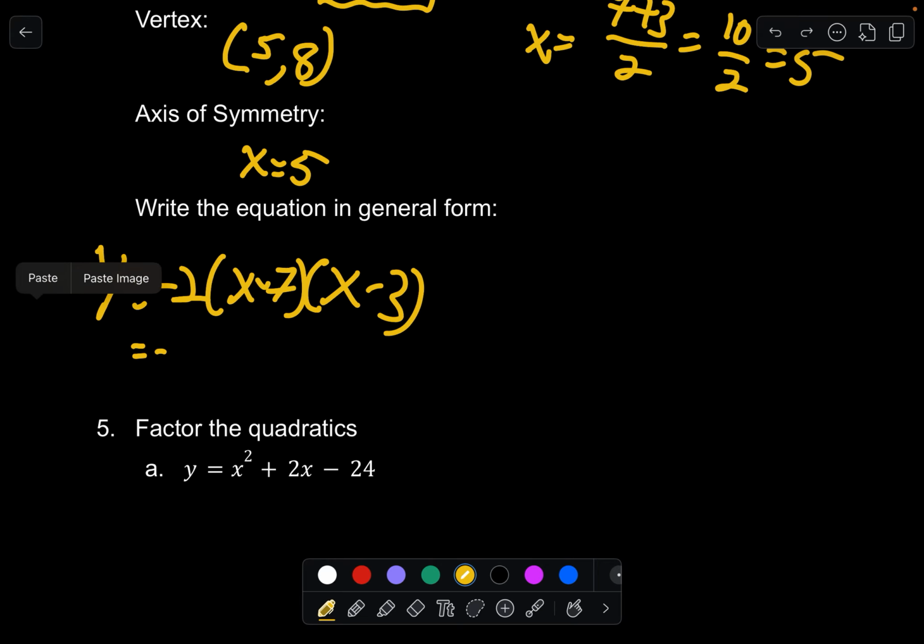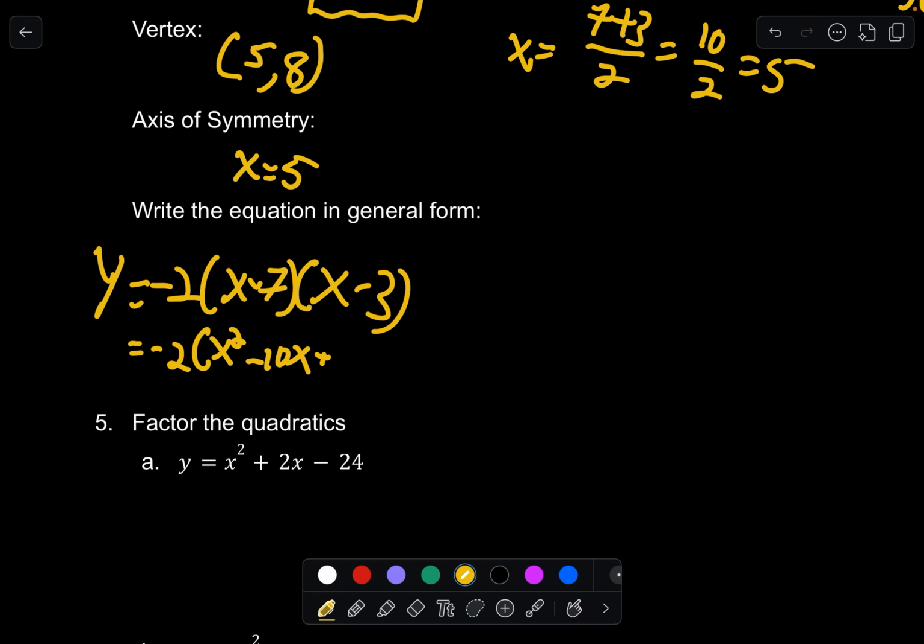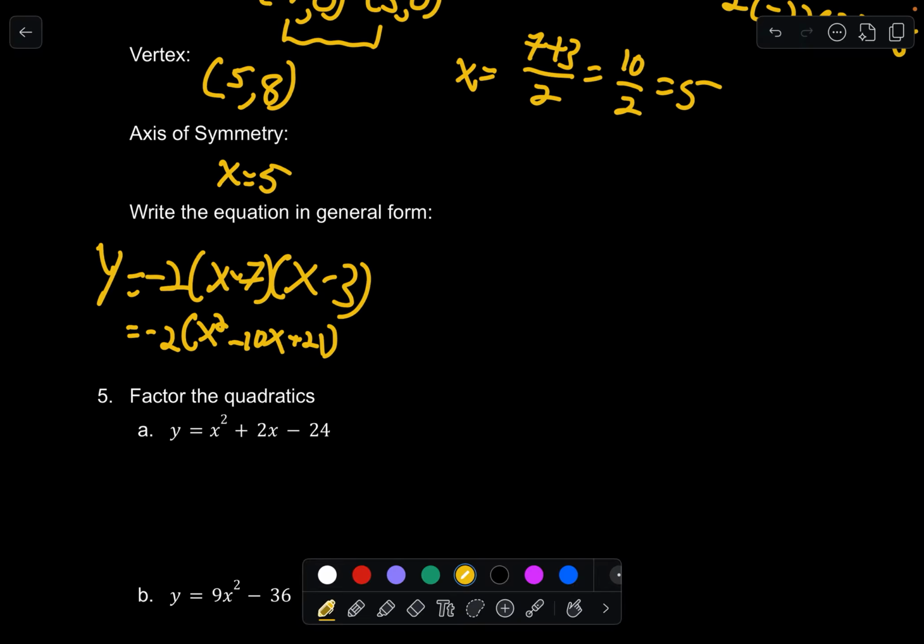Okay, so it's negative 2, and then it's going to be x squared. X times negative 3, negative 3x, negative 7 times x, negative 7x. So we get negative 3x minus 7x is negative 10x. And then negative 7 times a negative 3 is a positive 21. Don't forget that there's a negative 2 multiplying the whole thing.